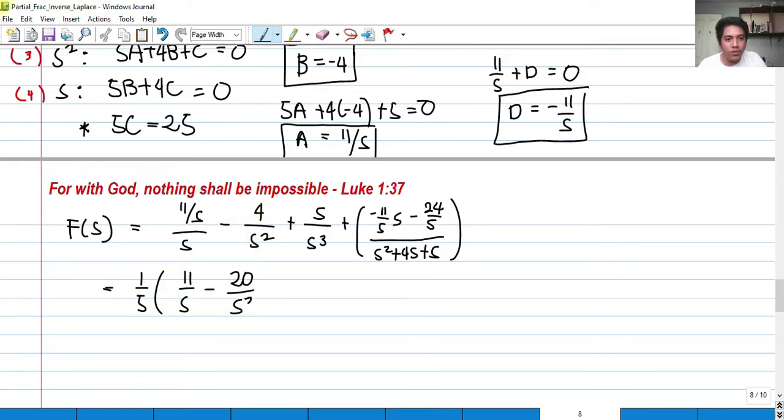So this is still equal to this, if we multiply this 1/5 to this term. Then for our third term, this should be 25, because if we multiply 1/5 here, this would become 5 over s cubed.